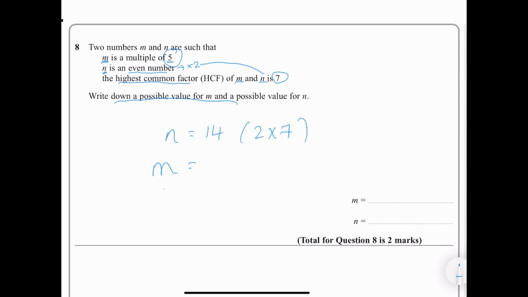Let's do the same with m. 5 times 7 gives me 35. So those are my potential numbers. Now we could have had different numbers and they would still give me the combination that I needed on there. And it doesn't matter which one that you choose from.